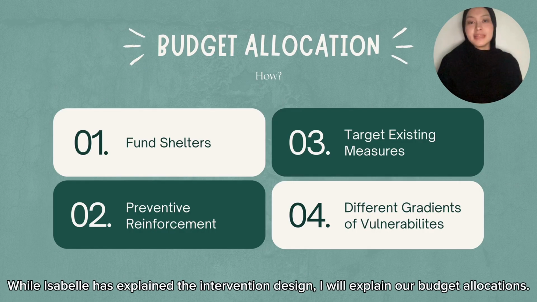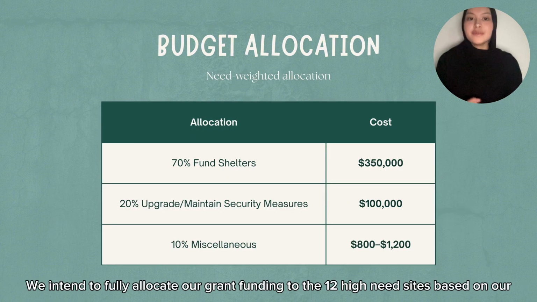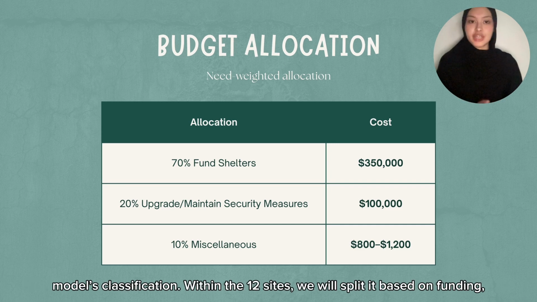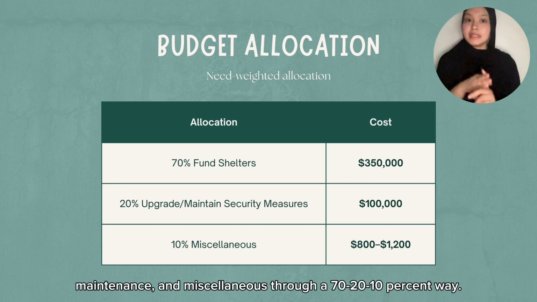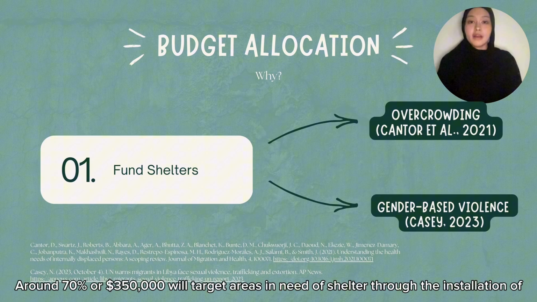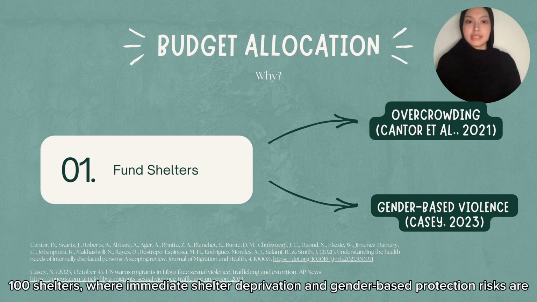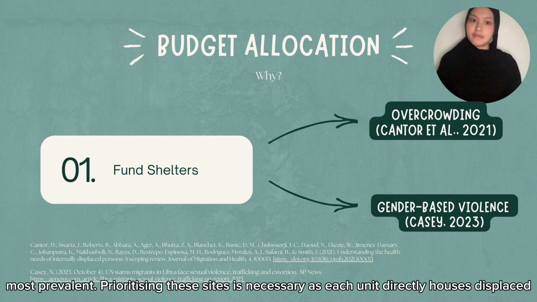While Isabelle has explained the intervention design, I will explain our budget allocations. We intend to fully allocate our grant funding to the 12 high-need sites based on our model's classification. Within the 12 sites, we will split it based on funding, maintenance, and miscellaneous through a 70-20-10% way. Around 70% or $350,000 will target areas in need of shelter through the installation of 100 shelters, where immediate shelter deprivation and gender-based protection risks are most prevalent.